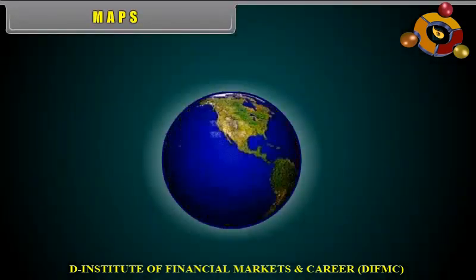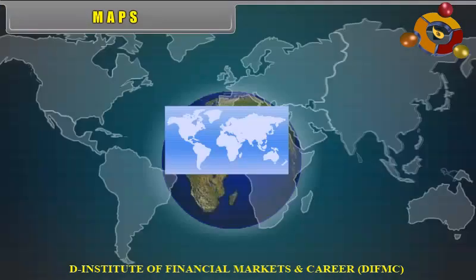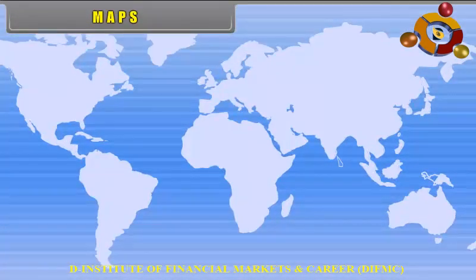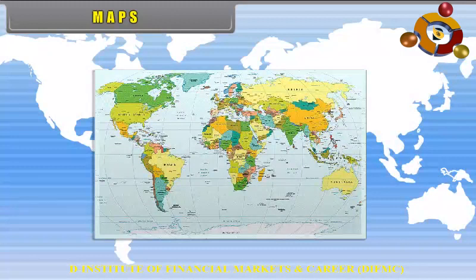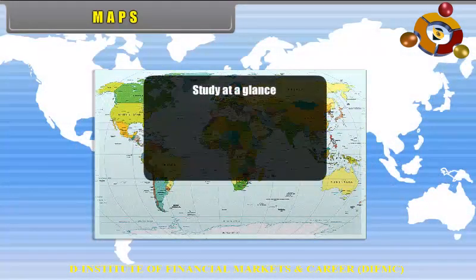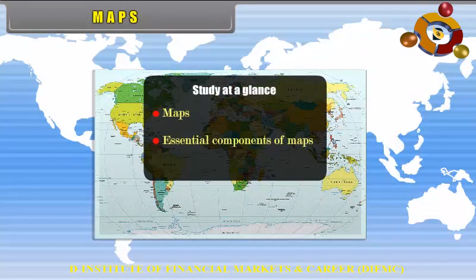Maps. The distribution of various phenomena or features on the earth are usually represented on maps which show the whole world or a part of it. Study at a glance. Maps. Essential components of maps. Plan.